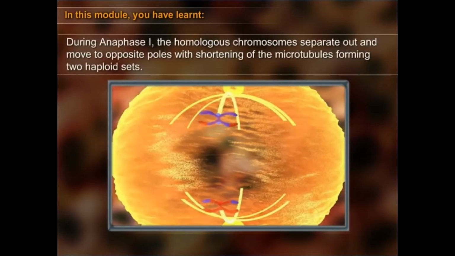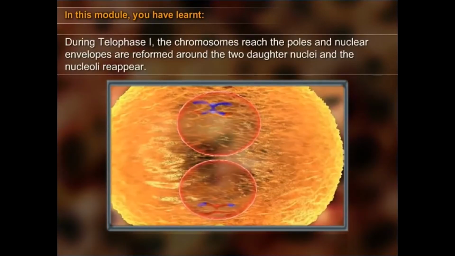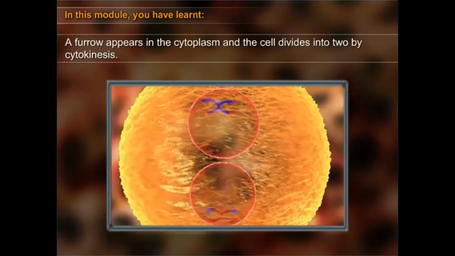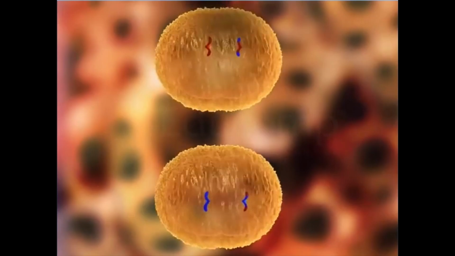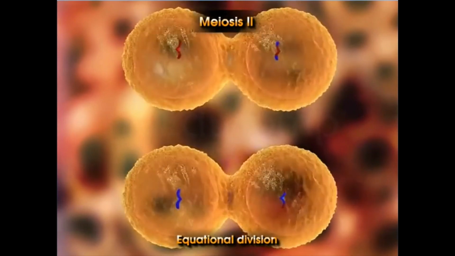During anaphase 1, the homologous chromosomes separate out and move to opposite poles with shortening of the microtubules, forming 2 haploid sets. During telophase 1, the chromosomes reach the poles and nuclear envelopes are reformed around the 2 daughter nuclei and the nucleoli reappear. A furrow appears in the cytoplasm and the cell divides into 2 by cytokinesis. In this module, you will focus on meiosis 2.